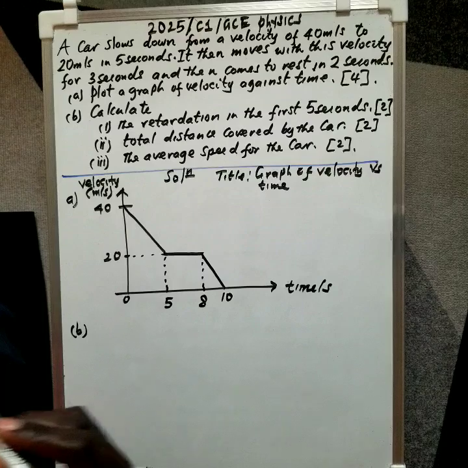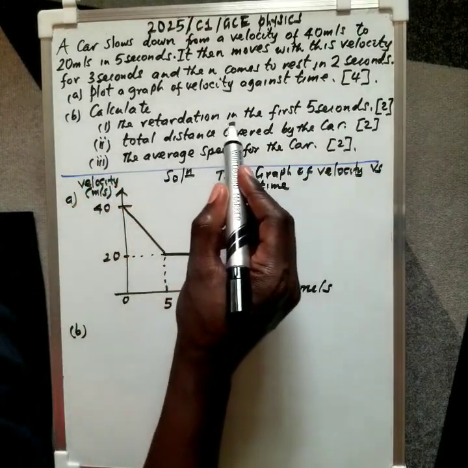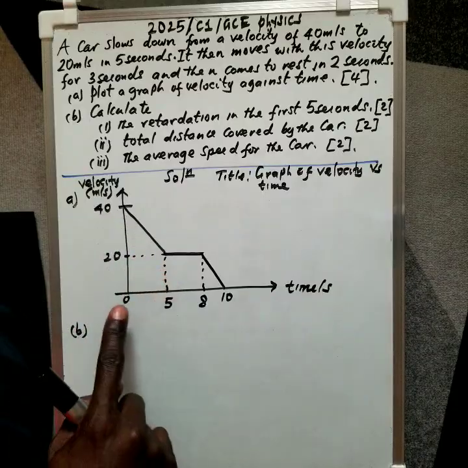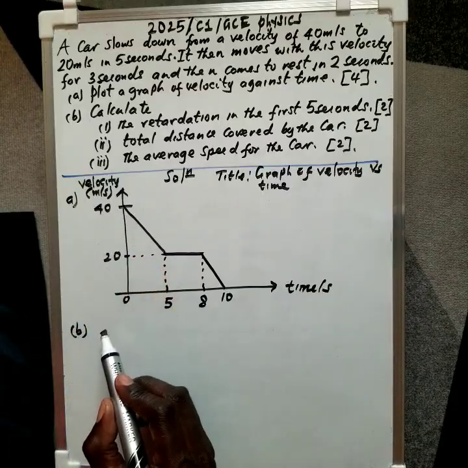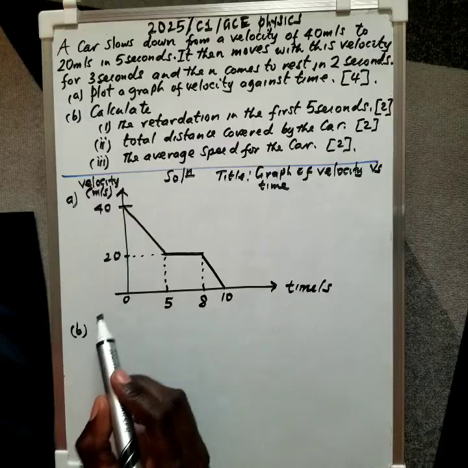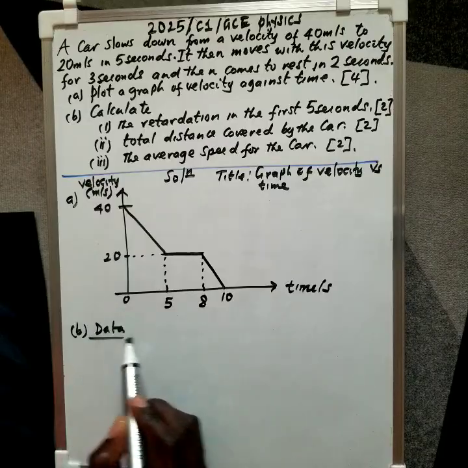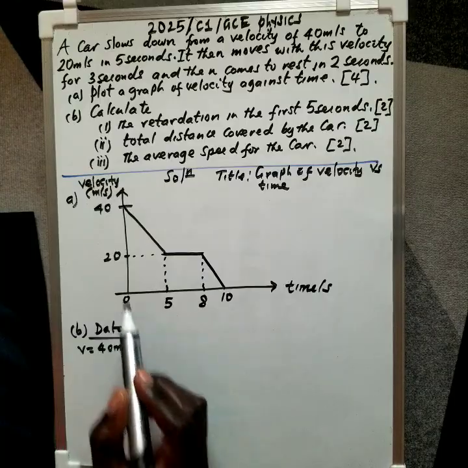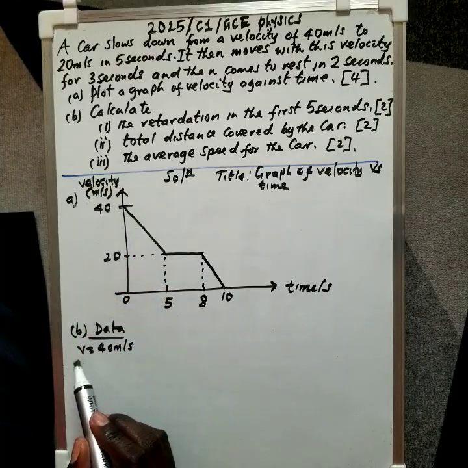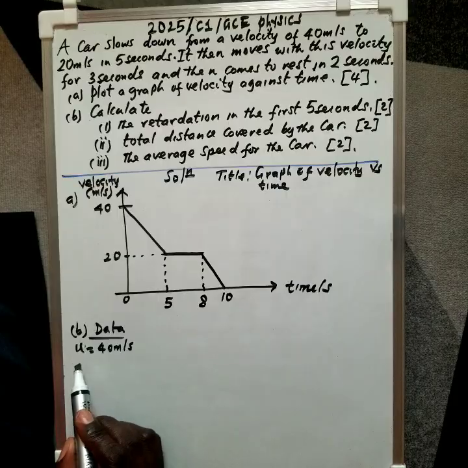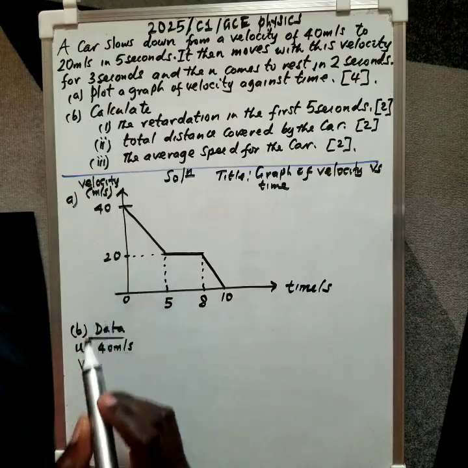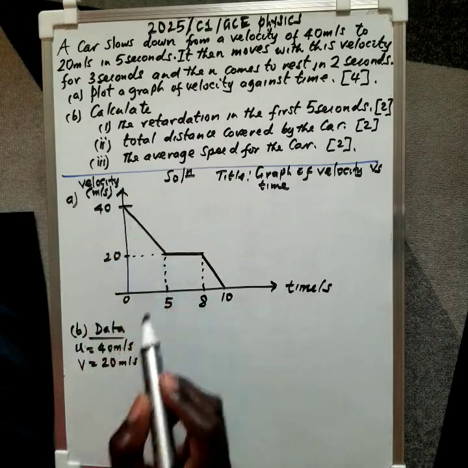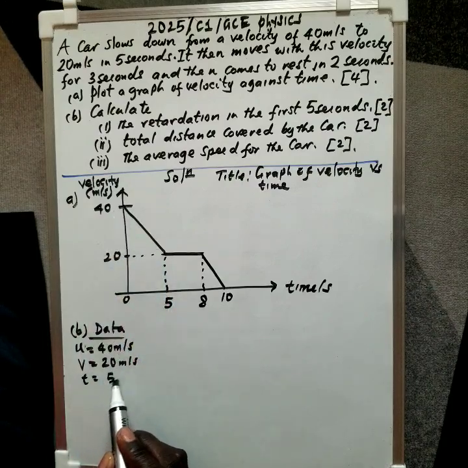Then the B part there says calculate the retardation in the first 5 seconds. So what is the retardation in the first 5 seconds? Now remember, let's look at the data that we have there. According to the data, the initial velocity, which is u, is simply 40 meters per second, because that's what you started with. Then the final velocity which you have acquired, it dropped to 20 meters per second. How long did it take to move from 40 to 20? The time was simply just 5 seconds.